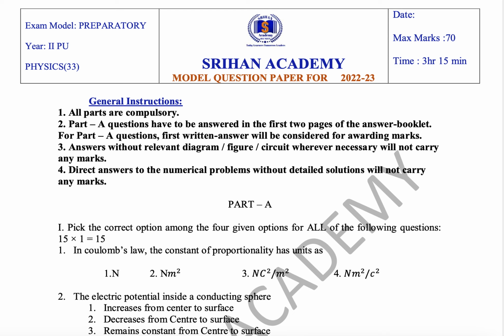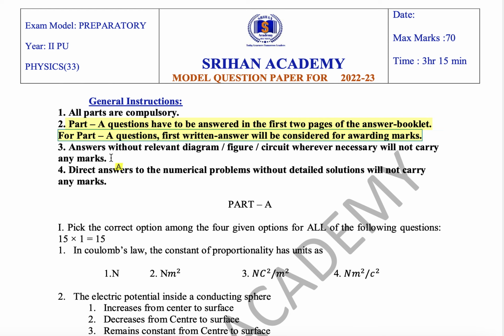Everybody has to be aware of this point, because a few students write the answers on the last page or on a middle page, or some students write two options, like the first option on the first page and the second option on the second page. But the second point: for the Part A questions, the first written answer will be considered for awarding marks. So please be aware of these points before going to the exam, and keep this in mind.